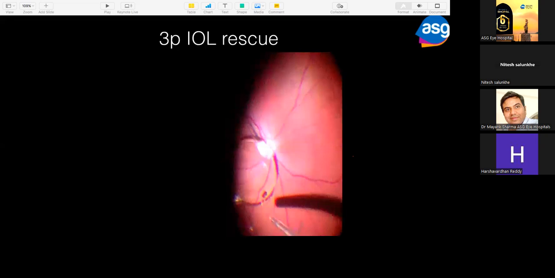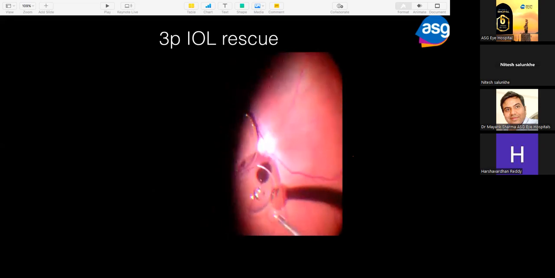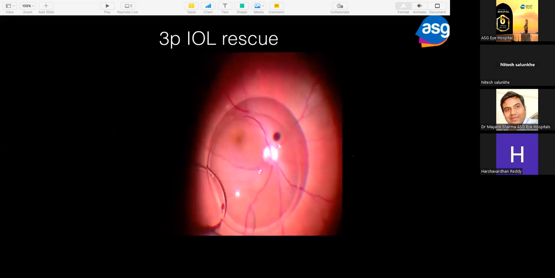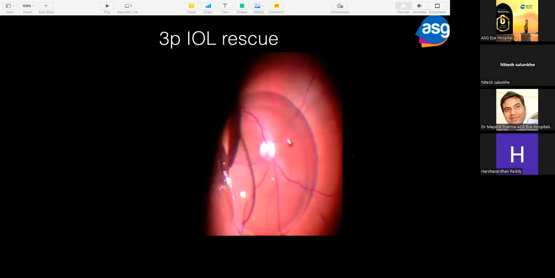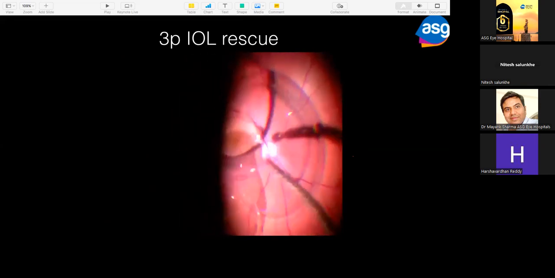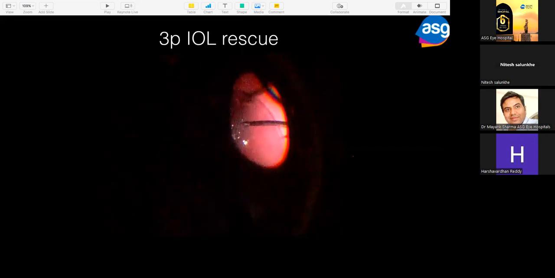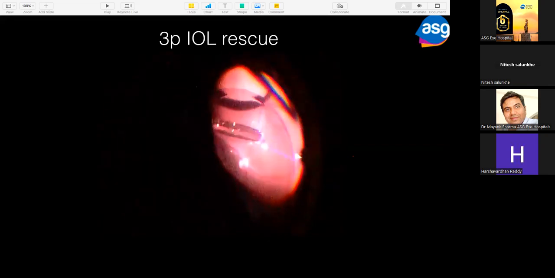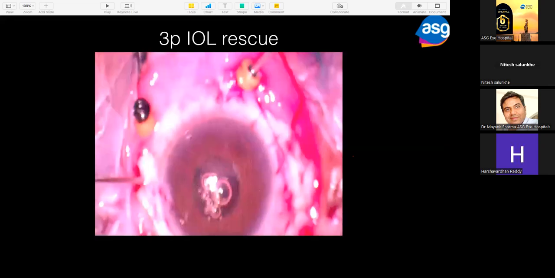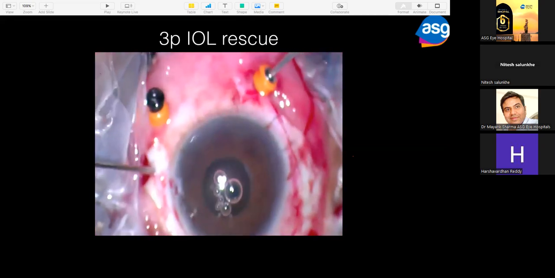We'll come to that. So like I was saying, this is a video showing a three piece IOL that is dropped into the vitreous cavity. First we're injecting a PFCL, and then we'll pull the lens over the surface of the PFCL. So it's nicely resting on the PFCL, which makes it very easy. You don't have to worry about pinching the retina when you're holding the haptic with your forceps. So here, hold the edge of the haptic and it is brought out from the sclerotomy.